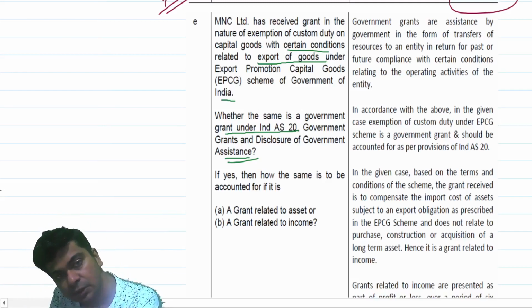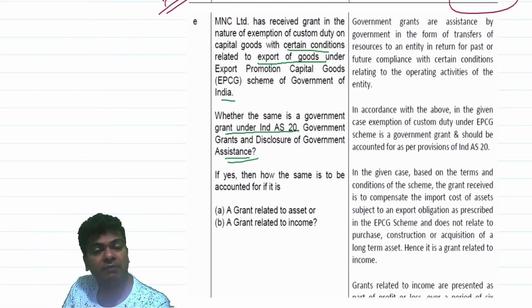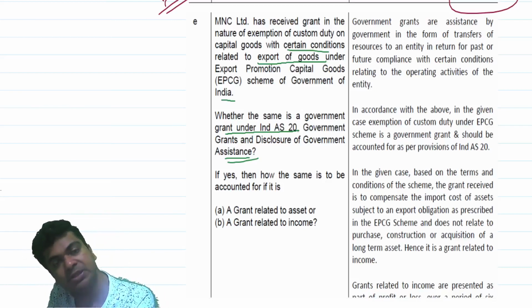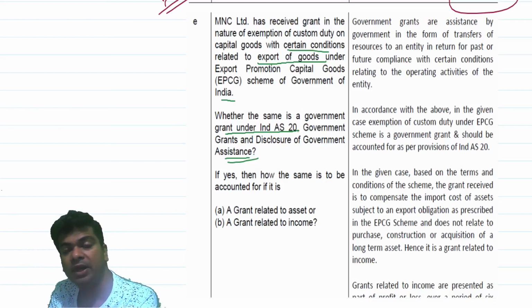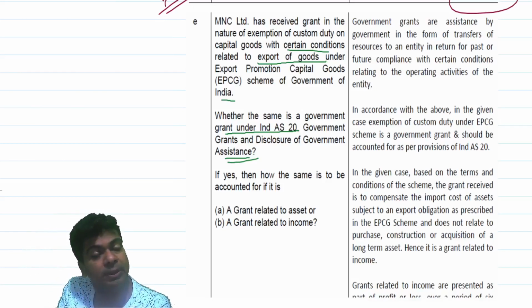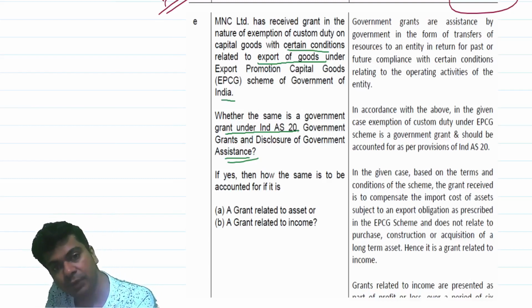Then they are saying in the definition of government grant that it should be relating to the operating activities. When I will import, I am paying customs duty. When I am exporting, I will get some exemption. Obviously, this is all with respect to my operating activities. And for something to become a government grant, there should be a transfer of resources, right?